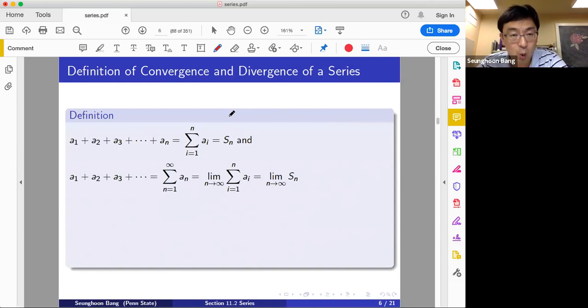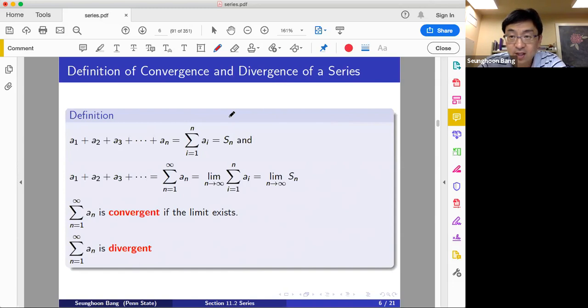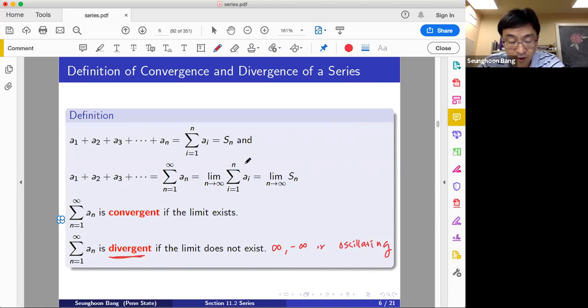This is the whole idea. The summation of a_n is convergent. What does it mean? The limit exists. The summation of a_n is divergent. The limit does not exist. What does it mean that it does not exist? The answer is infinity, negative infinity, or oscillating. In this case, the series is divergent.